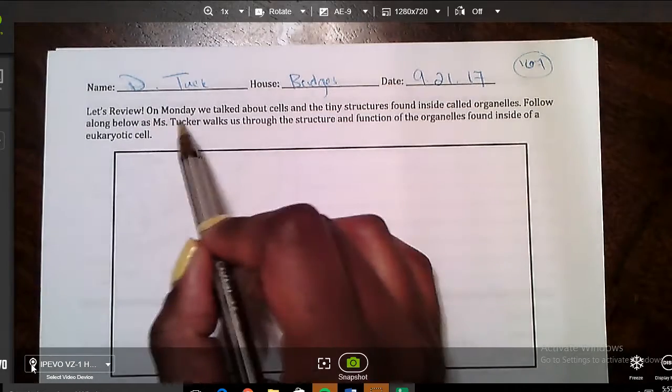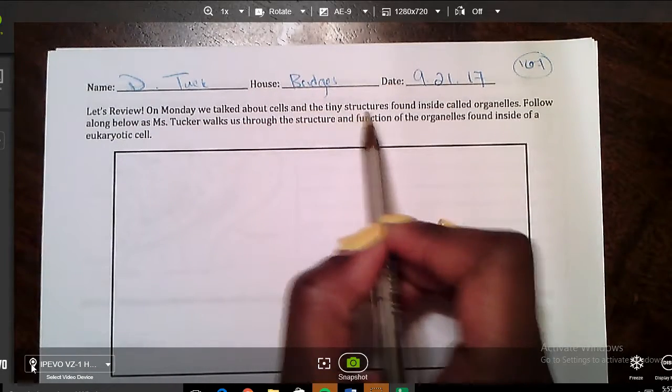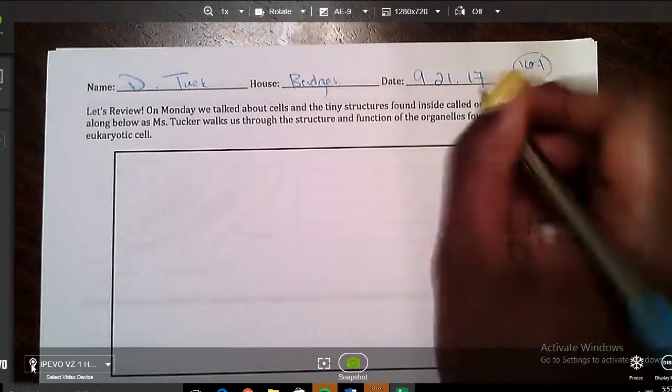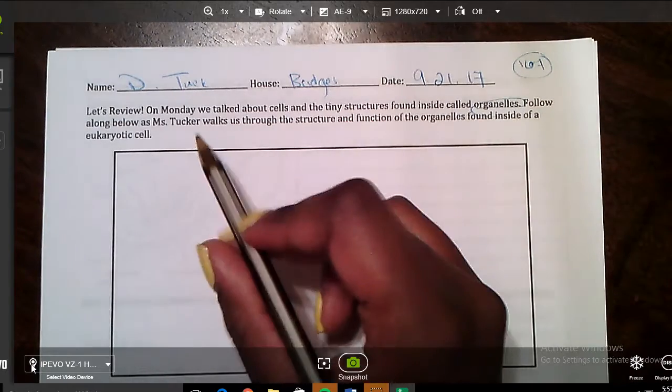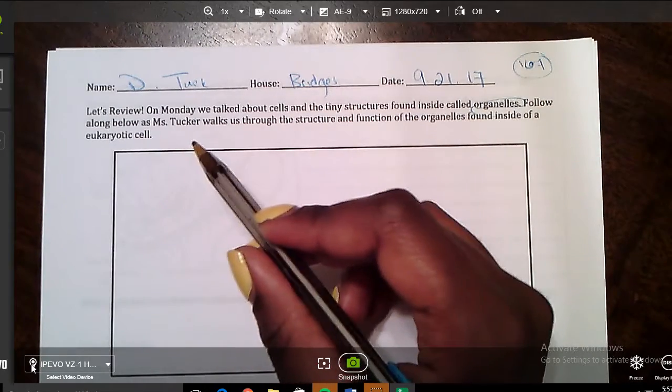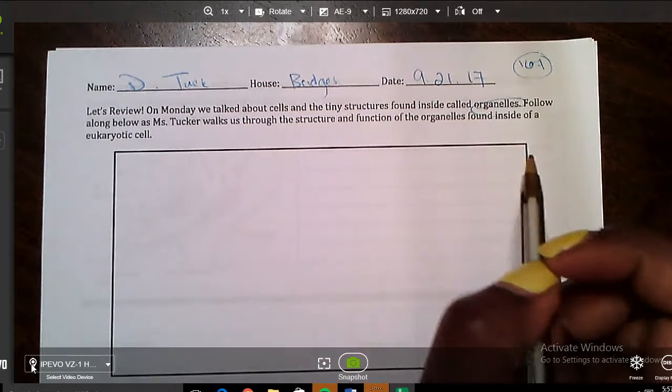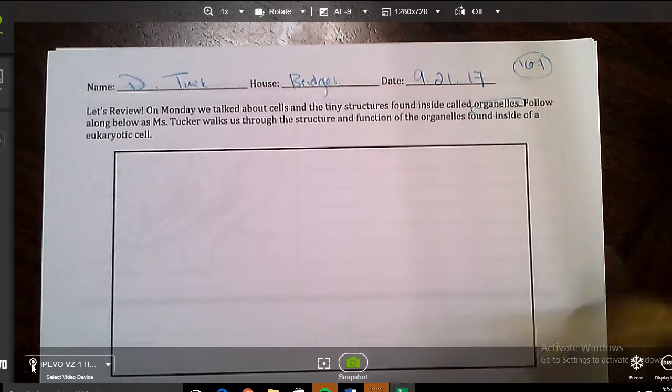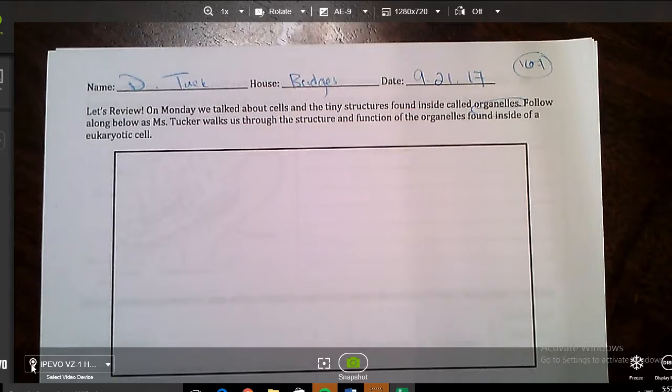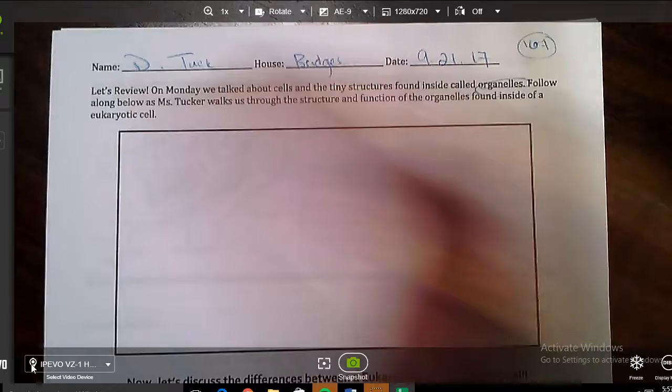It says, let's review. On Monday, we talked about cells and the tiny structures found inside called organelles. Follow along below as Ms. Tucker walks us through the structure and function of the organelles found inside of a eukaryotic cell. We're going to move through this super quick because our packet is a little bit longer than it usually is, so make sure you're moving fast.